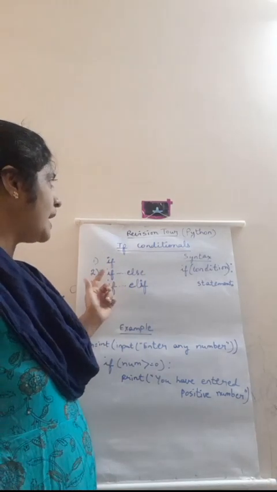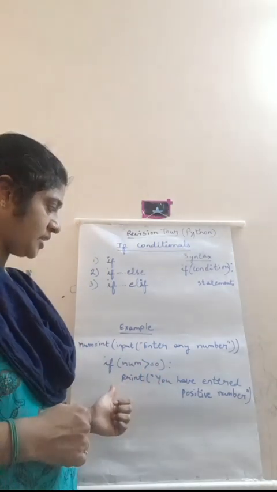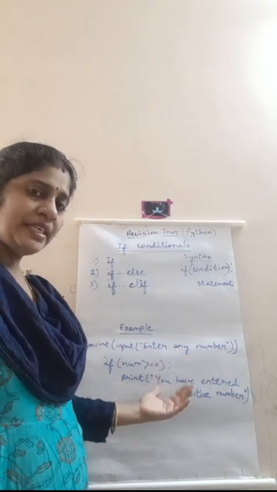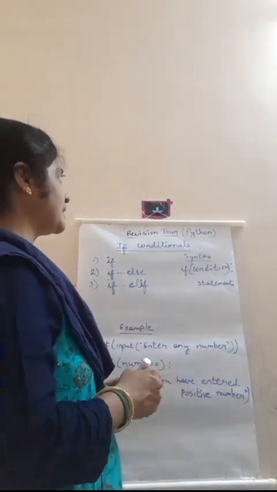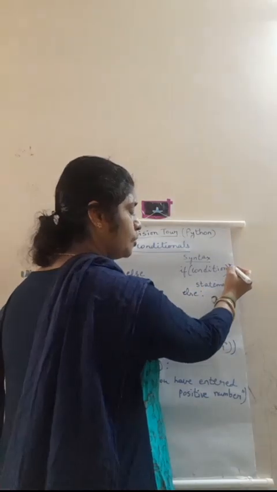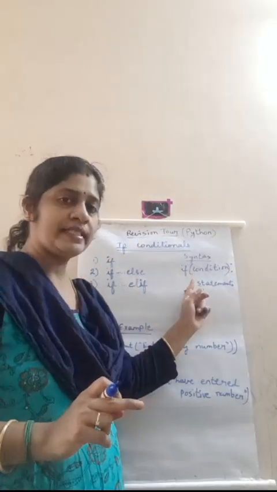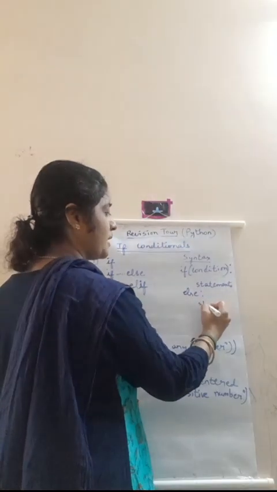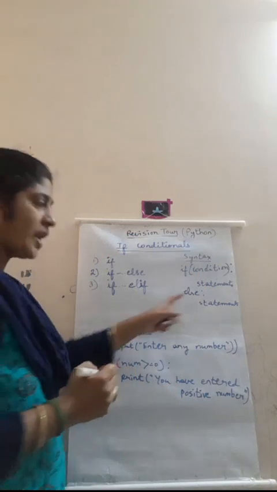Now the second one, if else. Now if I use else in this condition, that is, if the number is greater than 0, it will print a positive number, else you want to print that it is a negative number. How will you write that? So I write the syntax for else here. Else, put the colon. Don't forget to put the colon here, and you have to indent the statements towards the right hand side. Again, you can write whatever statements you want to write here.